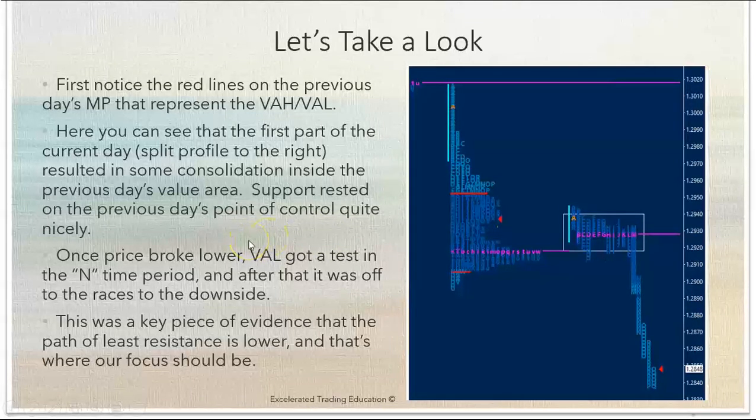Once price broke lower, the value area low got a test in the end time period, and after that, it was off to the races to the downside. Just like I mentioned earlier, as far as it breaking down or breaking out, and then retesting that area and then continuing to move, right? So that's exactly what we had here. We're watching both of these levels.